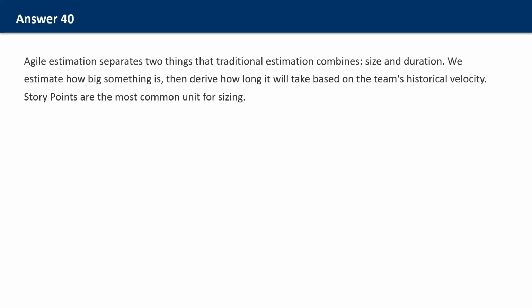Planning poker is a consensus-based technique for story point estimation using Fibonacci numbers: 1, 2, 3, 5, 8, 13, 20, and so on. Why Fibonacci? Because the gaps grow as numbers get larger, reflecting increasing uncertainty. The difference between a 2 and a 3 is meaningful. The difference between a 20 and a 21 is noise.